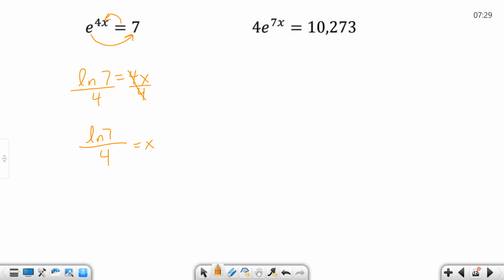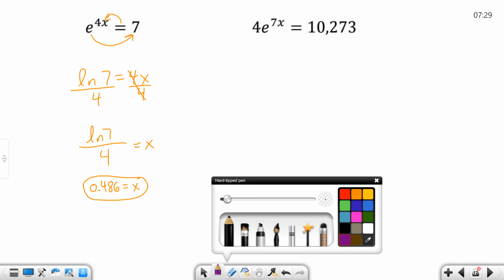Okay. So here, the ln of 7 is about 1.9459. And I divide that by 4, and I get 0.4864. 0.48, and then I get 64, and the 4 says keep the 6 there. I round the 0 in front. It doesn't matter. You don't have to. It's negotiable. So 0.486. It's the ln of 7 divided by 4. Right? So what about the next one here? What about the next one?